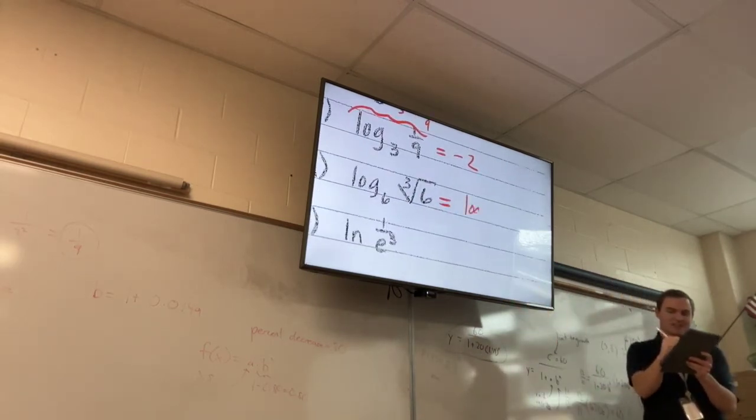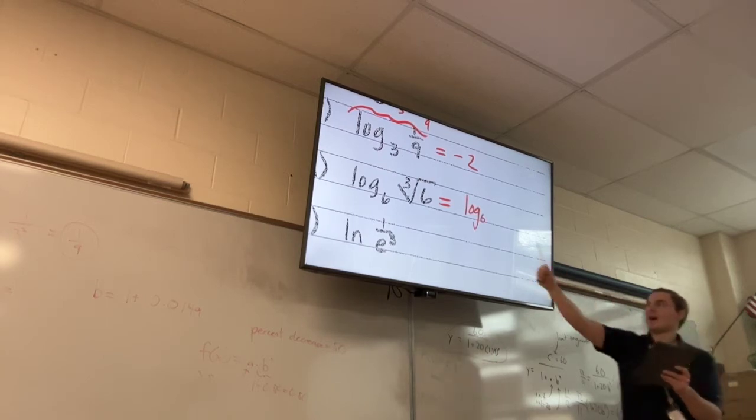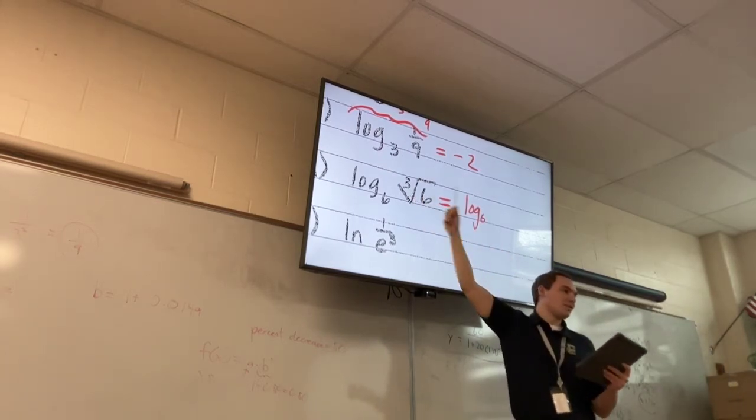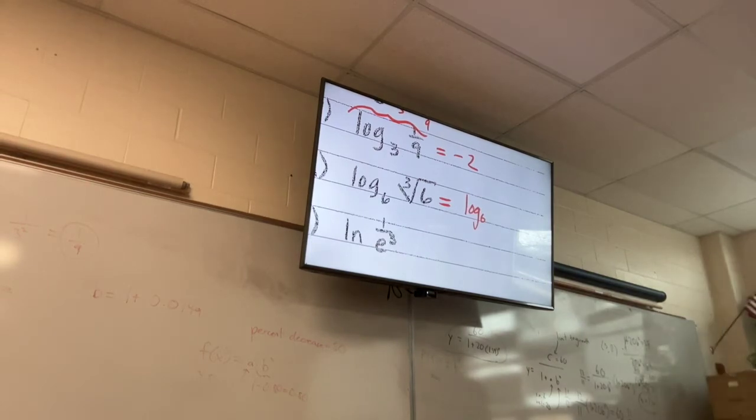Okay, let's let JJ answer. So how do I rewrite then? 6 rooted to the 3. Is it you turn to a fraction? Yeah. So 1/3. 6 to the 1/3. Good job. And then what's my answer? You got it.